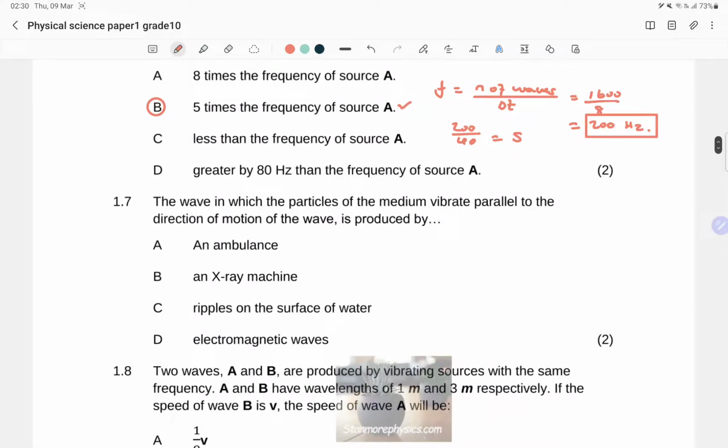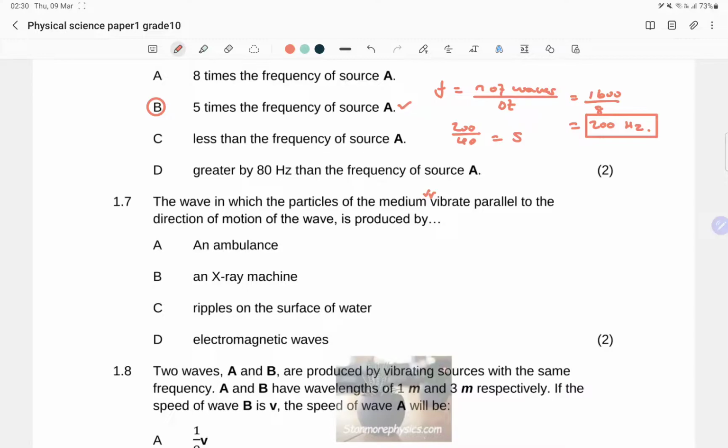Now, the wave in which the particles of the medium vibrate parallel to the direction of motion of the wave is produced by, is it an ambulance, an X-ray machine, ripples on the water surface, is it electromagnetic waves?